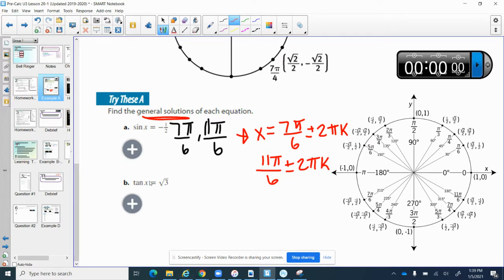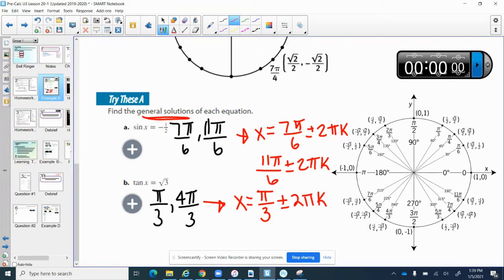Now with tangent, tangent of x equals the square root of 3 at 2 locations. And with positive, it would be in quadrants 1 and 3, and that's going to occur at pi over 3 and 4 pi over 3, where we're taking square root of 3 over 2 divided by 1/2. So our normal solutions from 0 to 2 pi would just be pi over 3 and 4 pi over 3. But again, because we want those general solutions, we would want to include then the plus or minus 2 pi k factor to each of those.